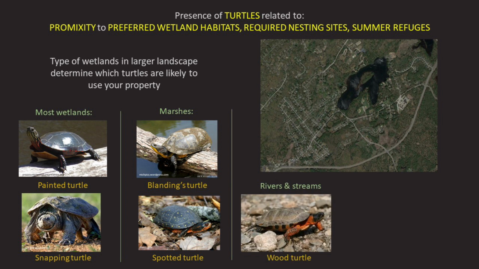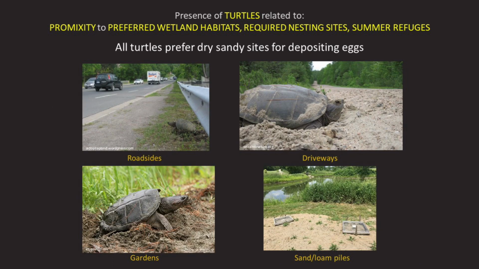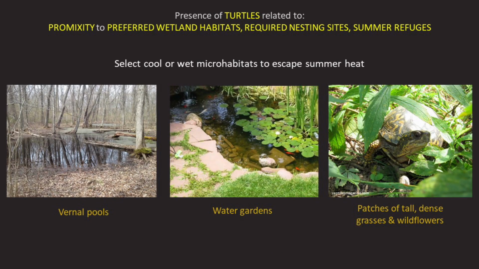Wood turtles are associated with rivers and streams. And although uncommon, box turtles can occur in a wide variety of forested, field, and suburban habitats because they are primarily terrestrial and don't require wetlands. All of the turtles prefer to lay their eggs in dry, sandy soil, such as occurs along roadsides, driveways, and gardens, and they may nest over a half a mile from water.